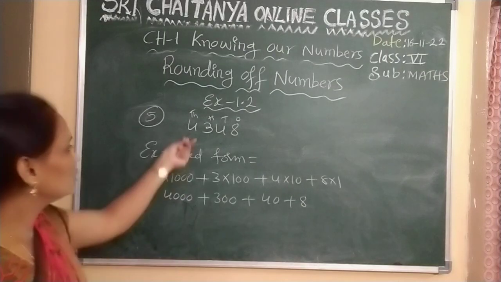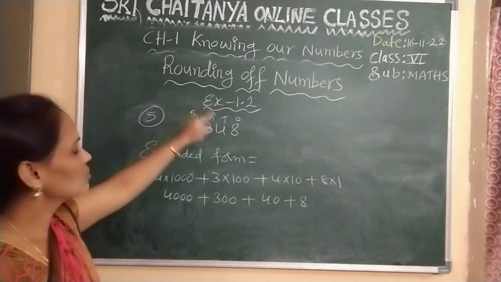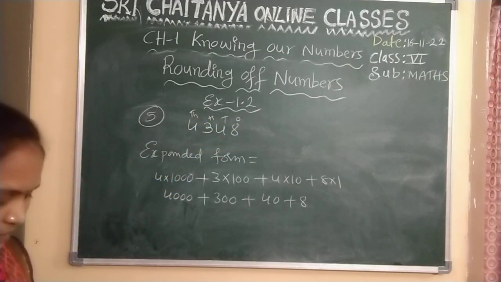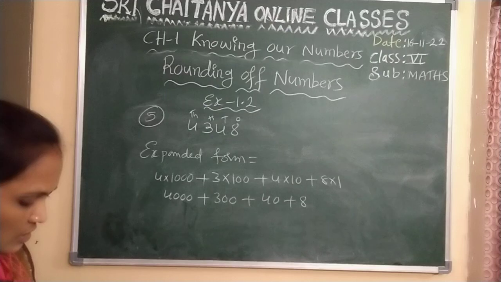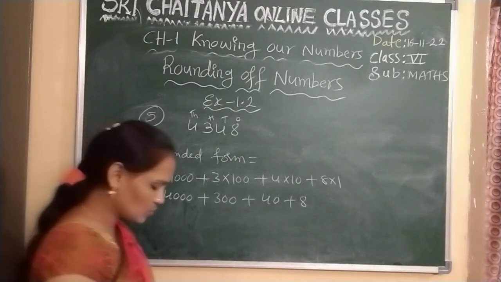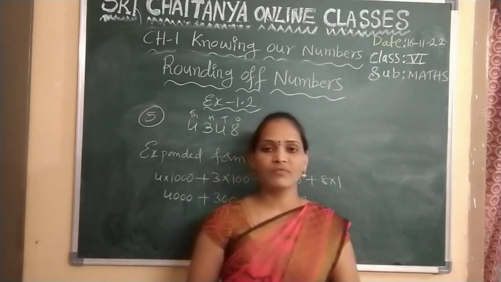Each digit should be multiplied with its place value, so better to write the place values first for the given number. These are the 5 questions from exercise 1.2. I hope everyone understands.